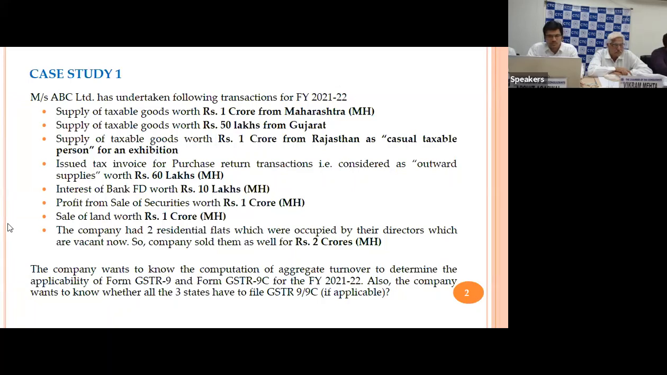I think the first question is whether we are required to file 9C, and what the requirement is, given certain transactions which are in Schedule 3 and considered exempt supply for the purpose of reversal of input tax, but whether they are part of the aggregate turnover or not. So, friends, we invite you. Pandit has raised his hand.